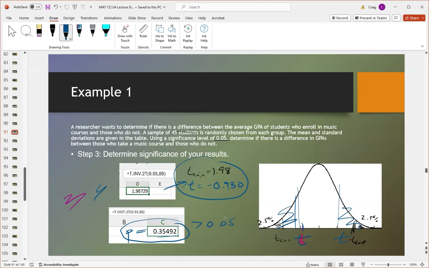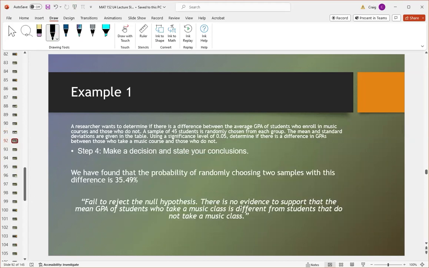And so in both cases here, we would fail to reject the null. There's no evidence to support that the mean GPA of students who take a music class is different from students that do not take a music class. We found the probability is 35.49%.